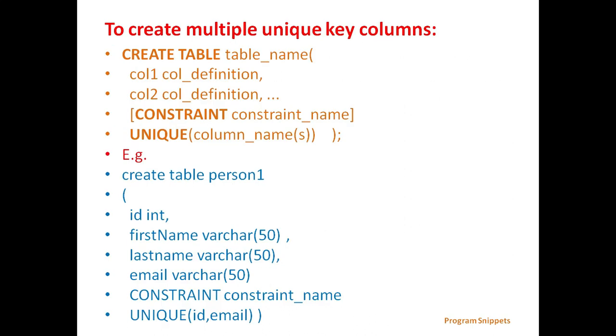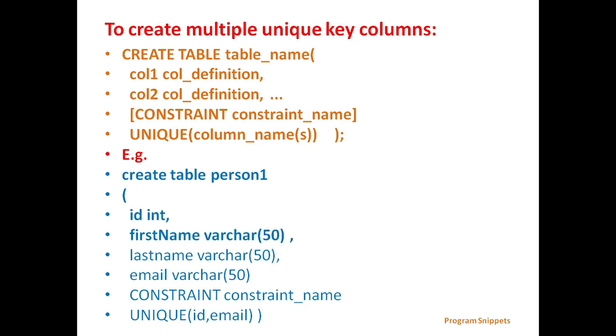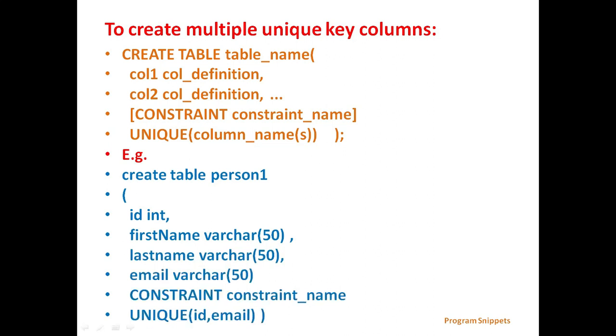We can create multiple unique key columns while creating a table. General syntax is create table, table name, then columns and the constraint with constraint name and the keyword unique with number of columns. For example, create table person1 with fields ID of type integer, first name, last name, email, and we will add a constraint as constraint with constraint name and unique ID and email. Here it will apply unique constraint for ID and email field.